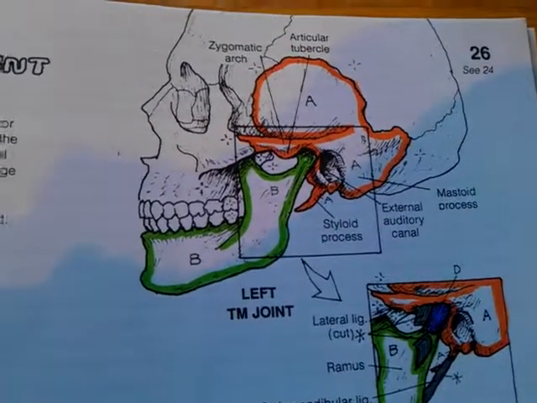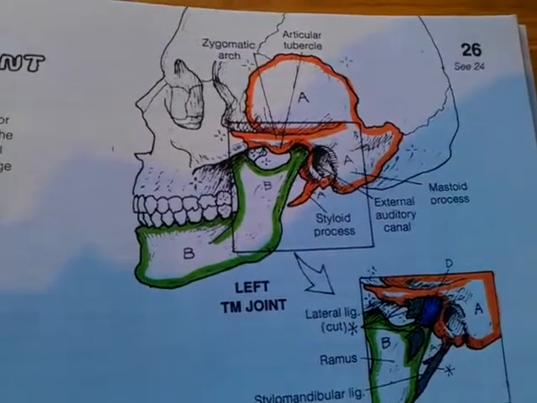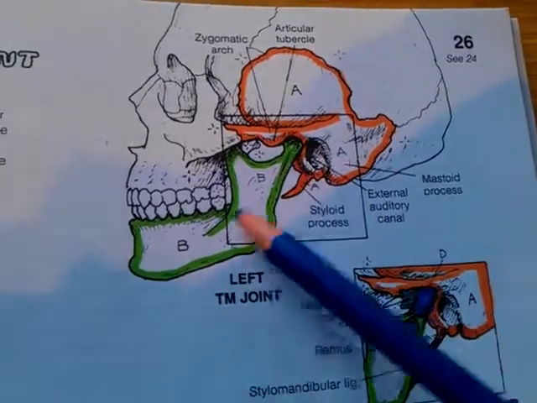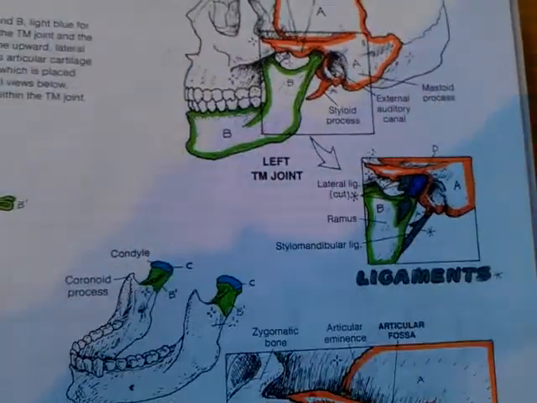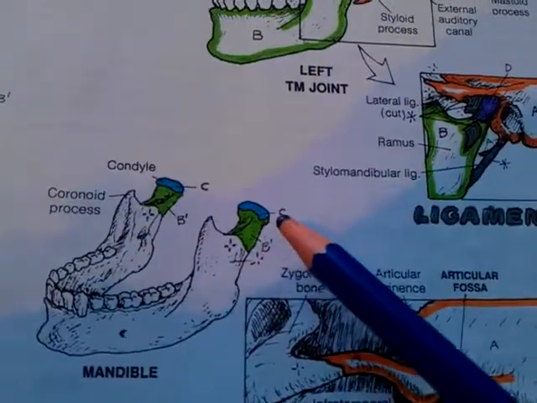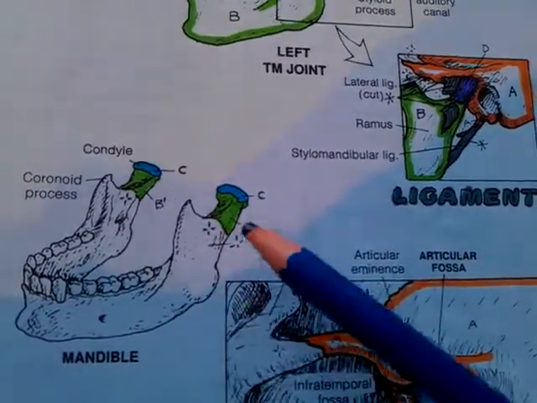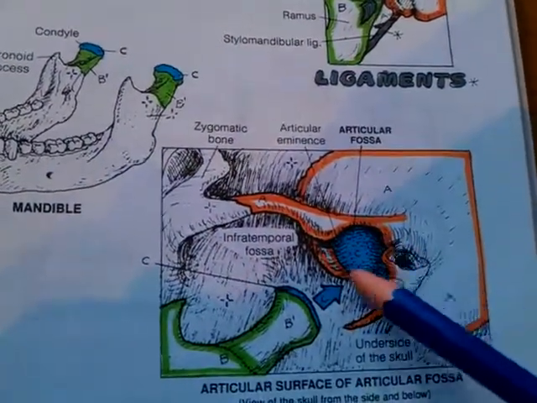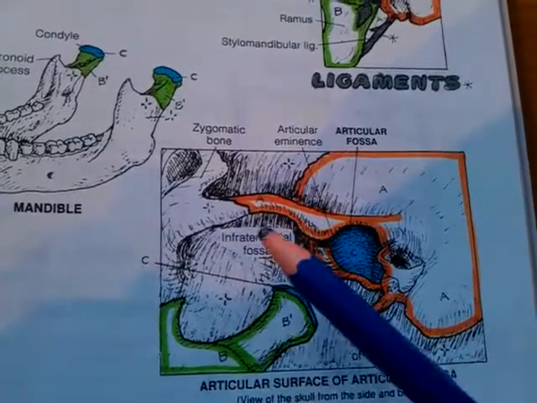Question 32. Temporomandibular joint and masticatory muscles. The temporomandibular joint is between the mandible and the temporal bone. It's between the condylar process of the mandible and the articular fossa, located next to the infratemporal fossa.